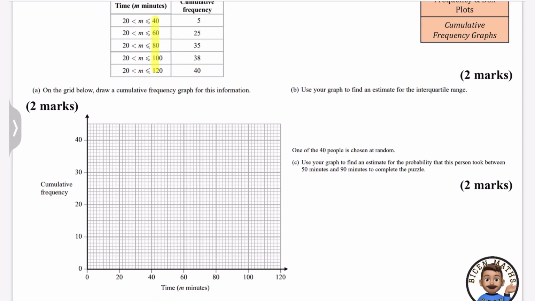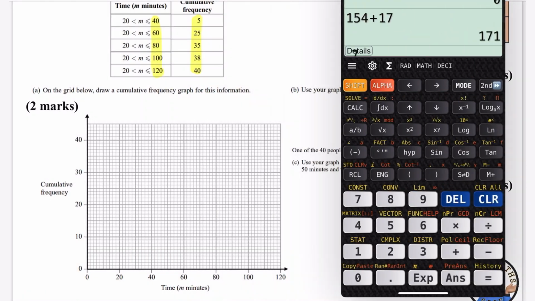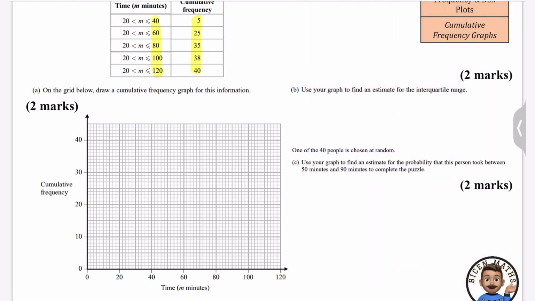So again, we're going to be doing these values with these values. So I'm going to get the calculator to the other side so I know where I've kept it. We're going to do 40 going with 5. I want to do this in blue. 40 goes with 5. 60 goes with 25. 80 goes with 35. 100 goes with 38. And 120 goes with 40.